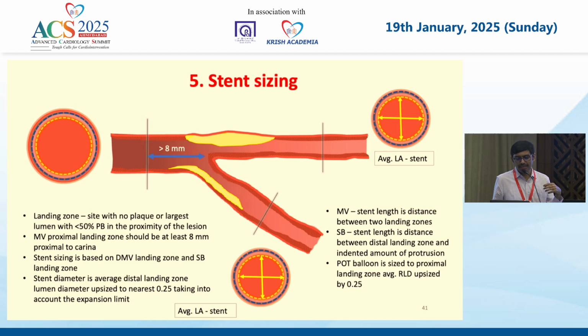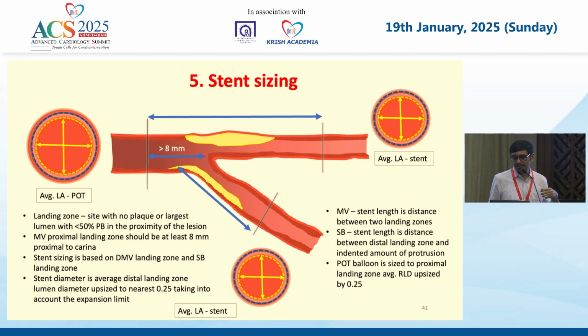Stent diameter is the average of the distal landing zone lumen diameter upsized to the nearest 0.25, taking into account the stent expansion limit in the main vessel. And main branch stent length is the distance between the two landing zones in the distal main vessel and the proximal main vessel. And the side branch length is the distance between the distal landing zone and the intended amount of protrusion into the proximal main vessel.